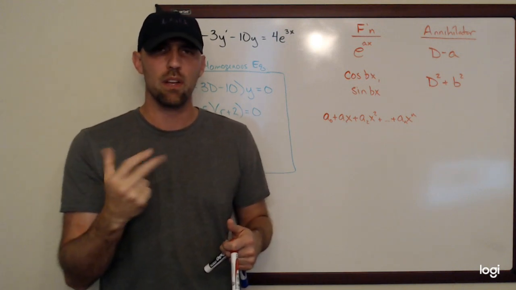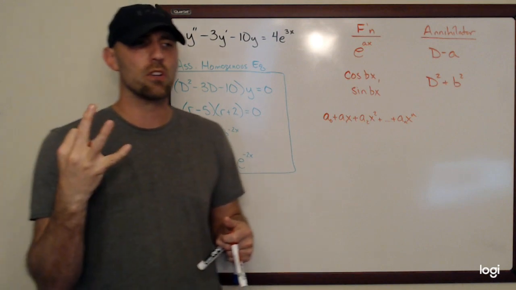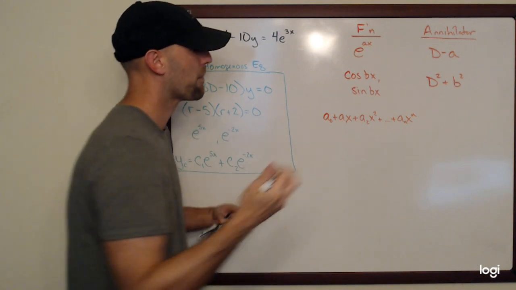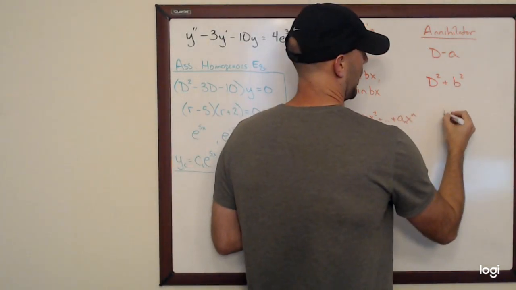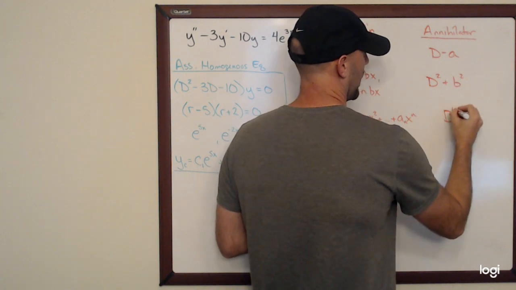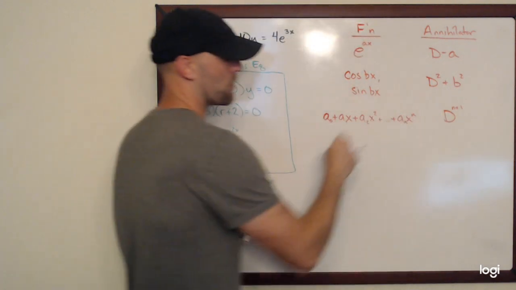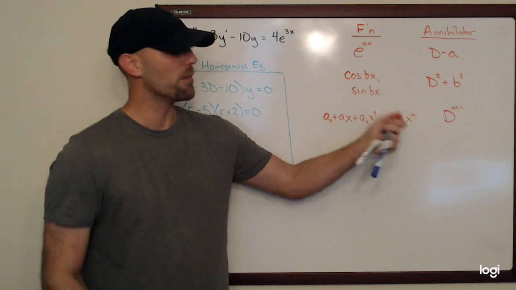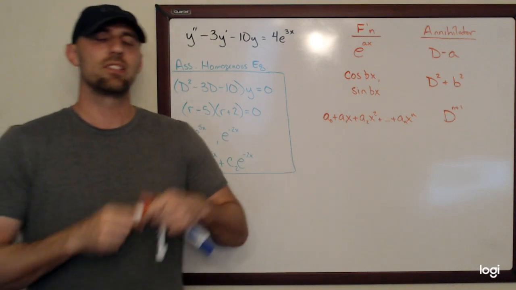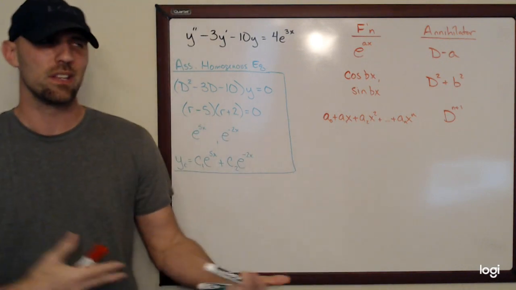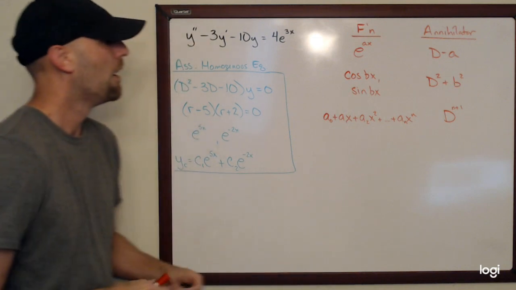That's 3 derivatives. So degree 2 requires 3 derivatives, and in general, it takes n plus 1 derivatives to annihilate a polynomial of degree n. So a degree 6 polynomial takes 7 derivatives to become 0.